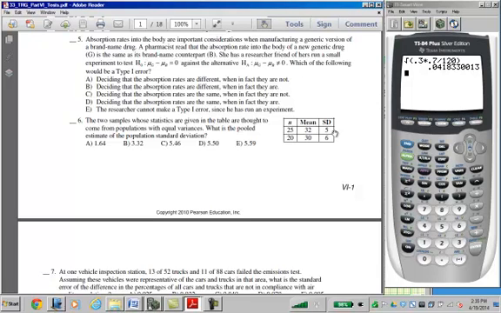Type 2 error, fail to reject the null when the null is false. You can only make a type 1 error if the null is true. You can only make a type 2 error if the null is false.